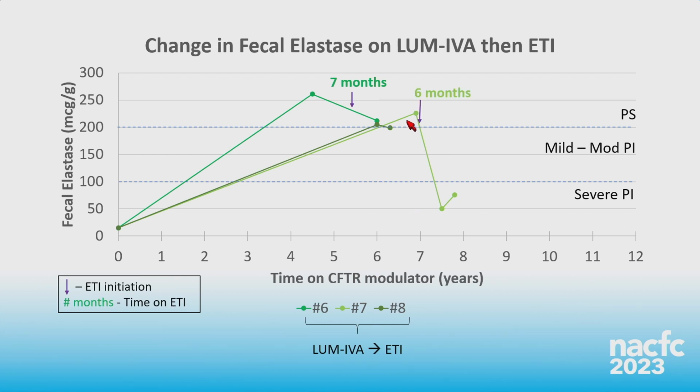Patient number 7 here in light green was on Lumaiva, started at 9.3 years old as a trial participant, and in preparation for ETI transition, an elastase was taken almost 7 years after starting Lumaiva, and it was increased to 226, and PERT was discontinued. He soon transitioned to ETI, and after 6 months on ETI, his elastase decreased down to 50.